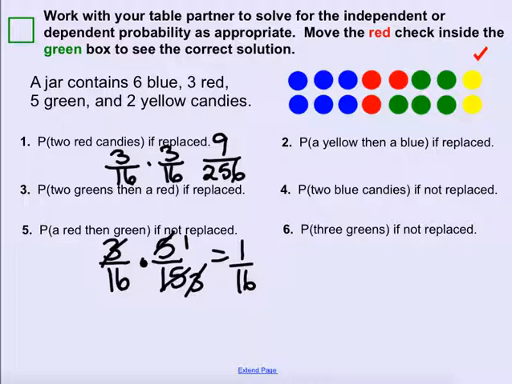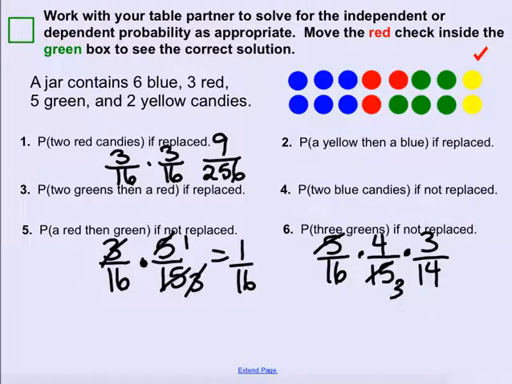One more. How about the 3 greens if not replaced? So we would say, all right, my first is 5 out of 16, but then I eat one and I only have 15 left and 4 of them are green. Then I have 14 left and 3 of them are green. Okay, so we can simplify and we say, all right, the 5 and the 15, the 4 and the 16, the 3 and the 3. So we get 1 over, let's see, 56, I believe. Okay, so those are our independent and dependent probabilities.